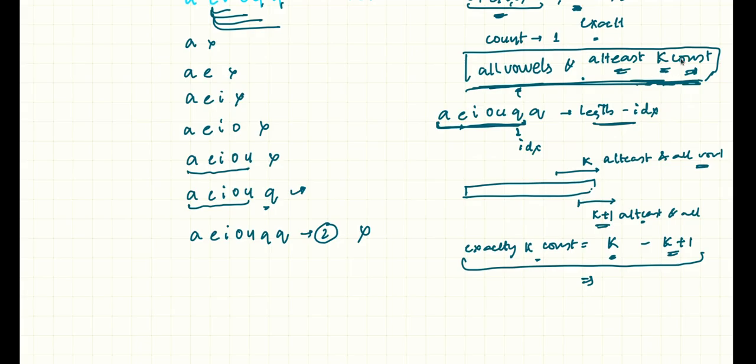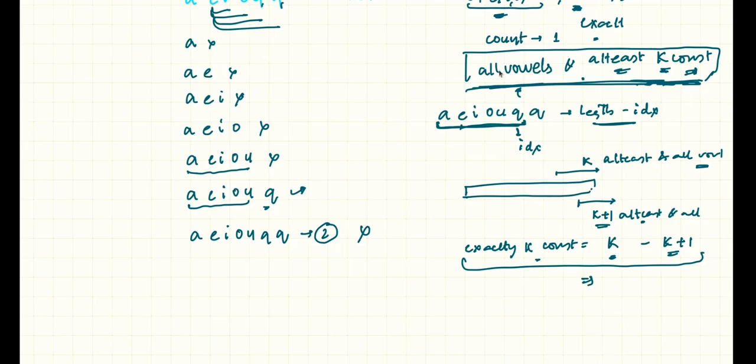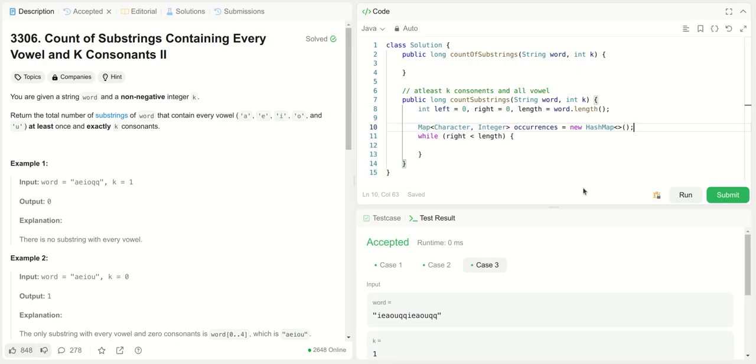To identify this information, let's have a map, which is character and integer, and which will tell the occurrences. A new hash map will store how many times a particular vowel occurred and how many consonants occurred. So this will tell that part.